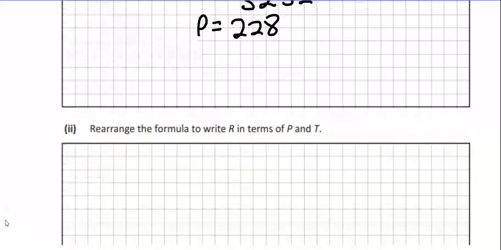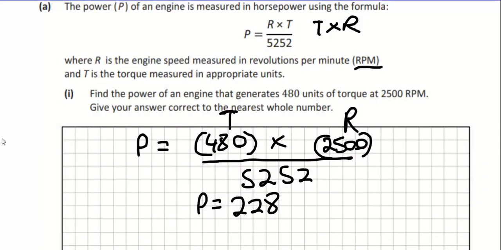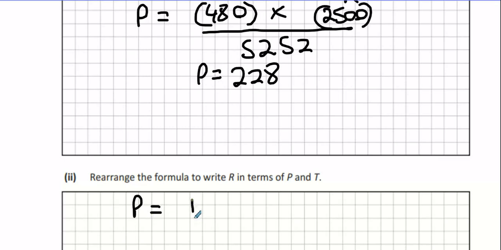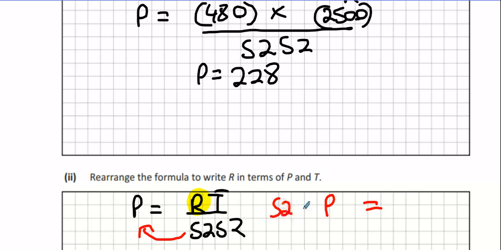Okay. Rearrange the formula to get R on its own. So P equals R multiplied by T all over 5252. Which letter do we want on its own again? We want R on its own. So let's examine its relationship. What's the relationship of the R to the 5,252? R is being divided by 5,252. So what happens when the 5,252 moves over to the other side? If it's division on one side, what does it turn into on the other side? It turns into multiply, so it'll be 5252.